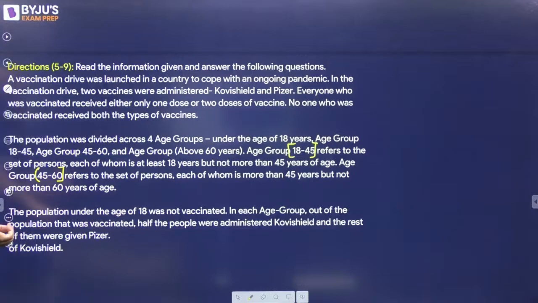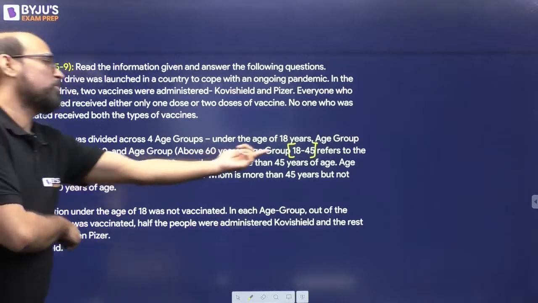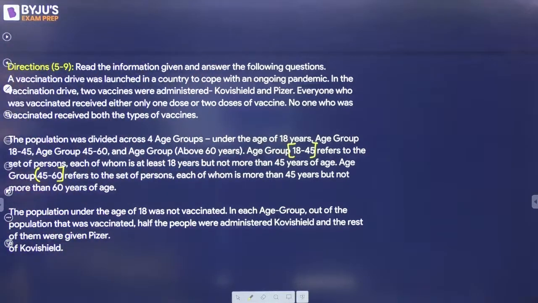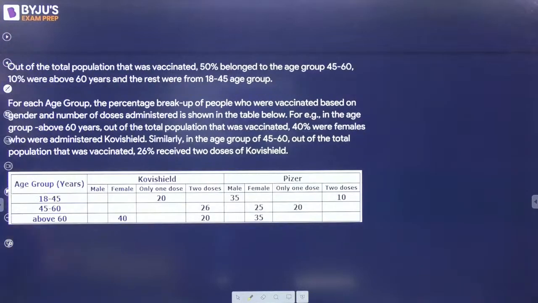Suppose in this particular age group 18 to 45, 100 people have been vaccinated. So if 100 people got vaccinated, 50 of them got Covishield vaccines and 50 of them got Pfizer vaccines. Let's read further. Out of the total population that was vaccinated, now we are talking about the total population, not an individual age group, 50% belong to the age group 45 to 60.